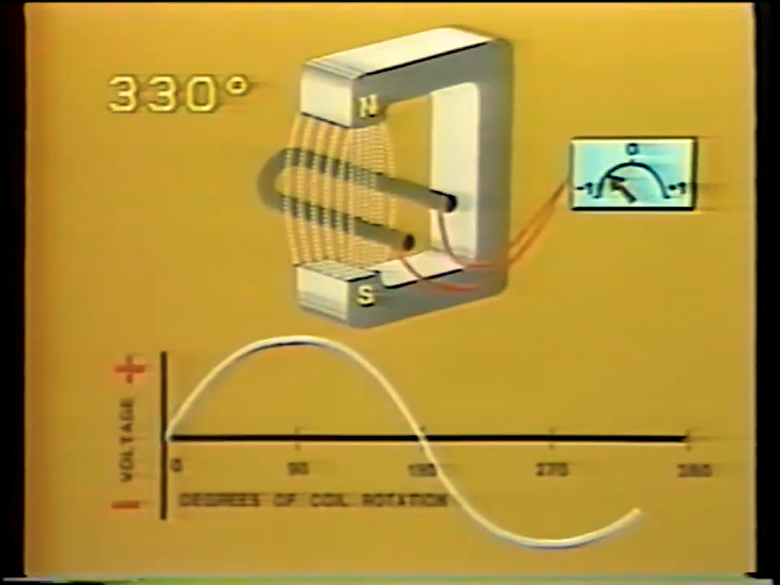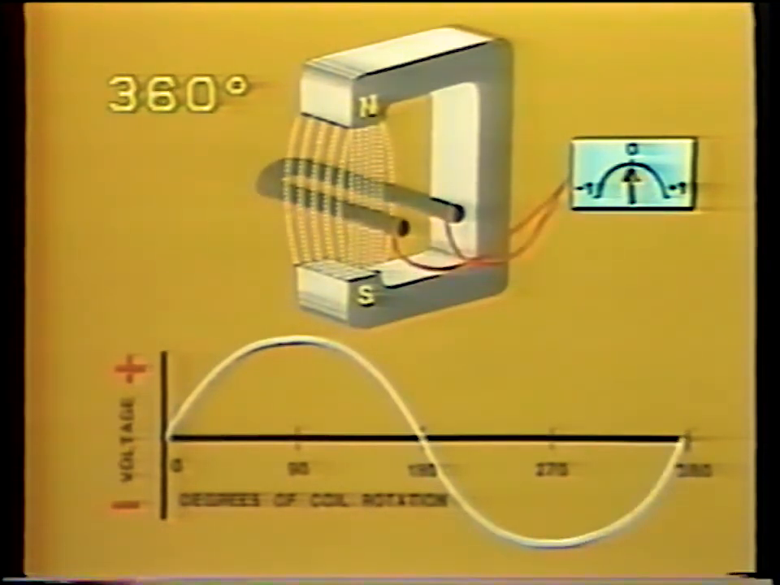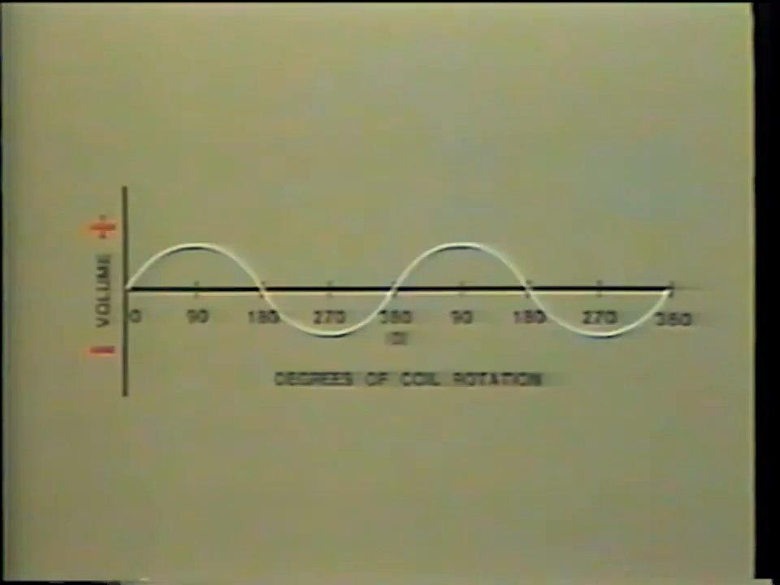And after another 90 degrees, we are back at our starting point, and voltage is 0. On this graph, we have shown 2 complete cycles of voltage, corresponding to 2 complete rotations of the coil. Note that the magnitude of the voltage alternates, first in the positive and then in the negative direction.